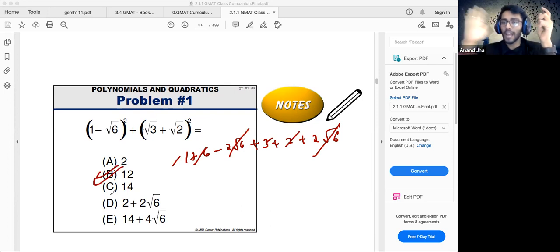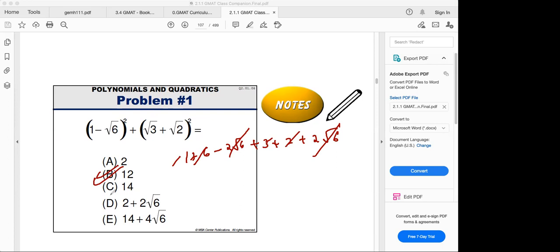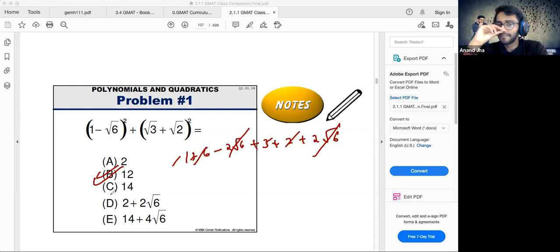So keep the identities in mind. (a minus b) whole square, (a plus b) whole square. a square plus b square minus 2ab. a square plus b square plus 2ab. What is root 3 into root 2? Root 6. So 2 root 6 minus 2 root 6 is gone. 3 plus 2 is 5. 5 plus 6 is 11. 11 plus 1 is 12. Because you have 5 options, you should be quick enough.